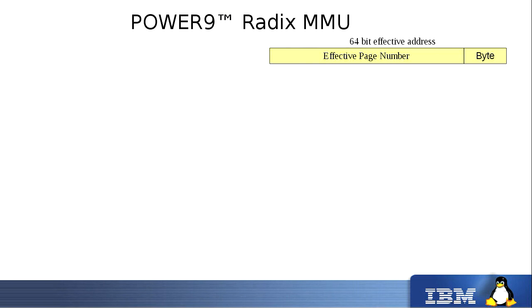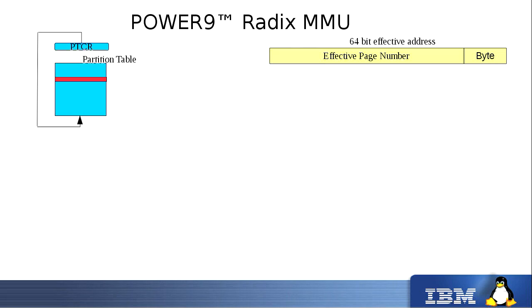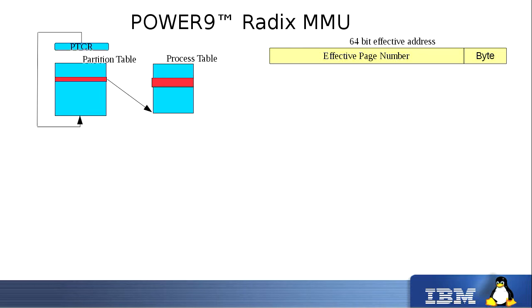Now, here is what we have. We have a 64-bit effective address. As seen before, we have an effective page number and a byte offset. Now, we introduce a new register there called PTCR, Partition Table Control Register. What it contains is a pointer to a partition table. So what is a partition table? It is a 128-bit entry for every guest, so every partition that you run, and it contains a pointer to the base of the process table. The first 64 bits point to the process table, and the second 64 bits point to the partition scoped translation. For this discussion, let us ignore the partition scoped translation because it makes the entire thing pretty confusing. So let us look at only the process scoped table. What we have is an address pointing to the process table, which is completely managed by the guest, right?